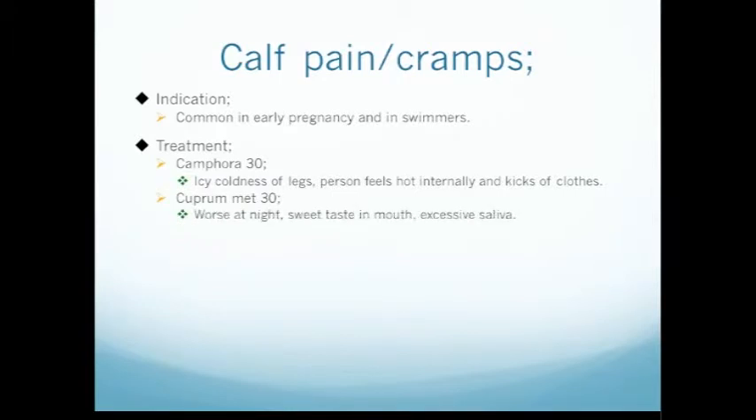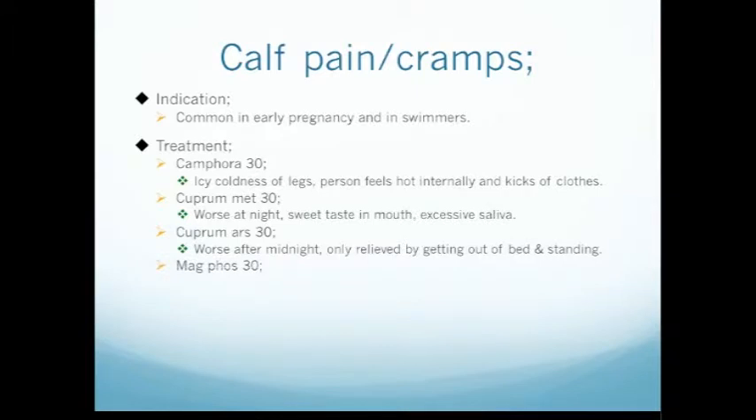Cuprum met 30 is a copper derivative. It's for cramps that are worse at night with a sweet taste in the mouth and excessive salivation. Cuprum met 30 is for folks who have cramps worse after midnight that's only relieved by getting out of bed, stretching, and standing, like a Charlie horse.